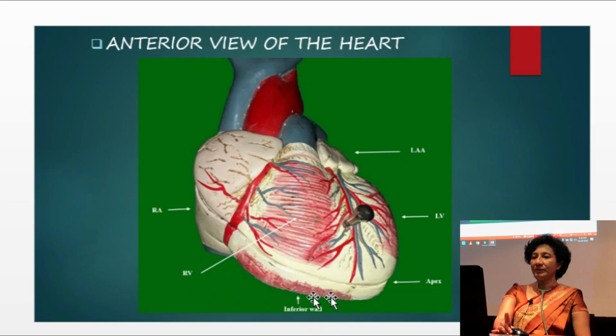So on the diaphragm, anteriorly, the inferior wall of the right ventricle lies, and then the interventricular groove, and then most posteriorly the inferior wall of the left ventricle lies.